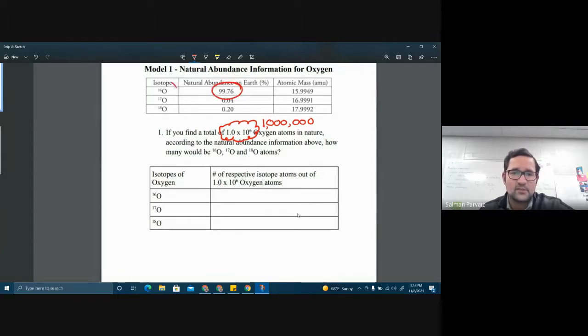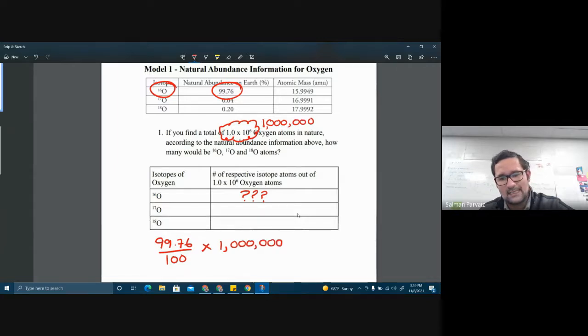If you find 1 million oxygen atoms in nature and 99.76% of them are oxygen 16, then how many of the 1 million are going to be oxygen 16? You simply do a percentage, 99.76% times 1 million. And that will give you your answer for how many out of the 1 million will be oxygen 16.